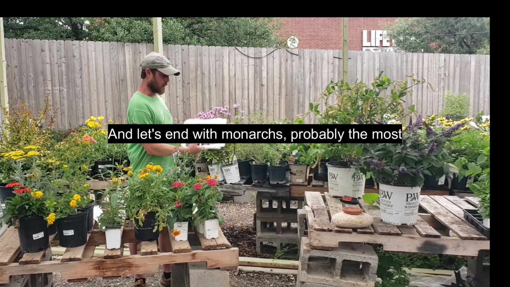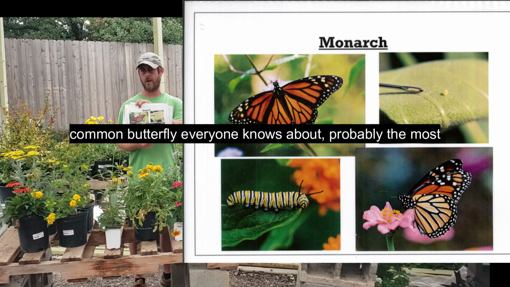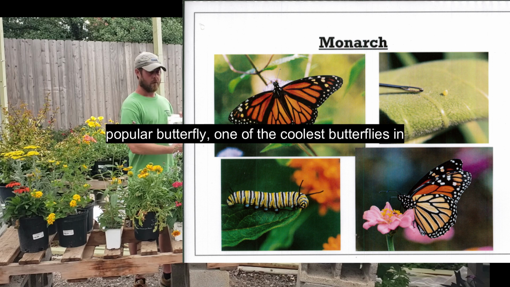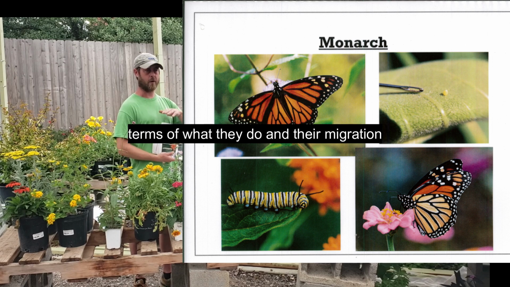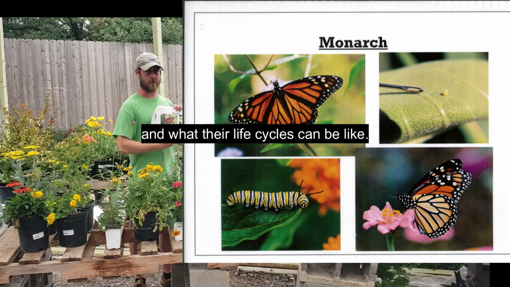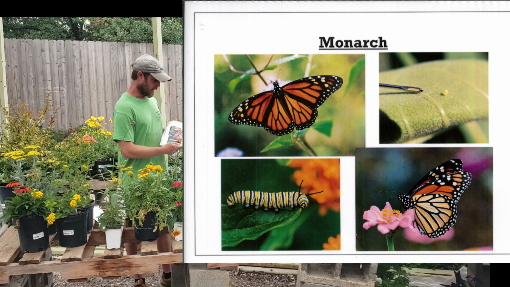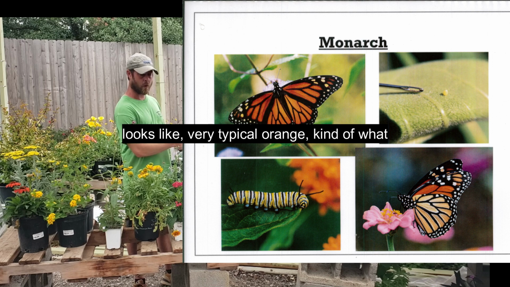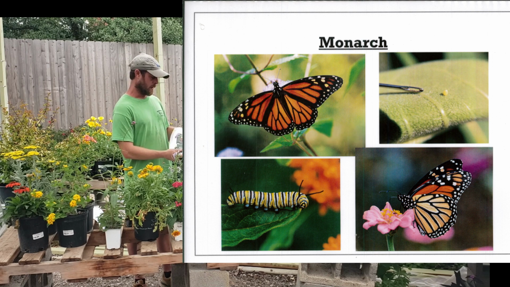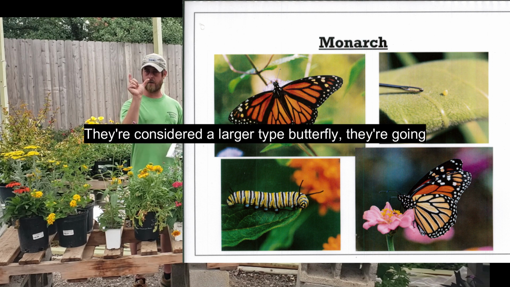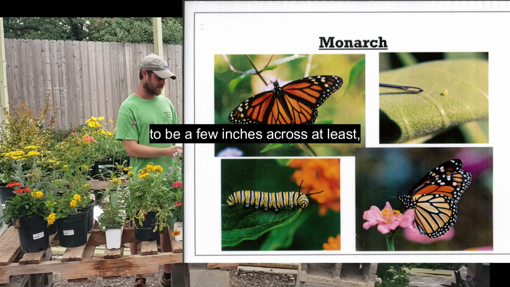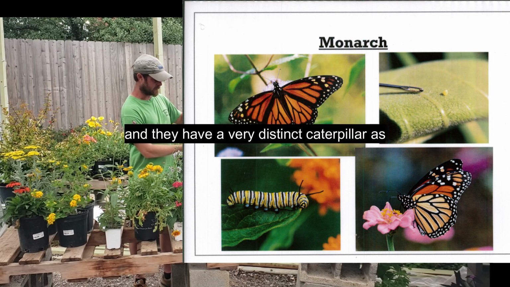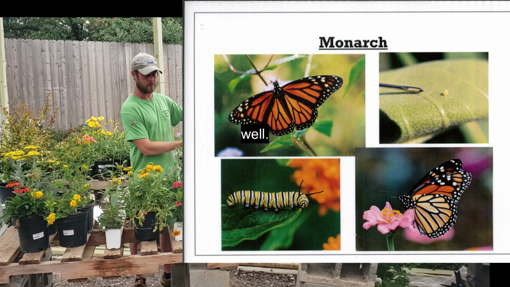And let's end with monarchs, probably the most common butterfly everyone knows about, probably the most popular butterfly. One of the coolest butterflies in terms of their migration and what their life cycles can be like. Pretty much everyone knows what one of these looks like. Very typical orange. They're considered a larger butterfly, a few inches across at least. And they have a very distinct caterpillar as well.